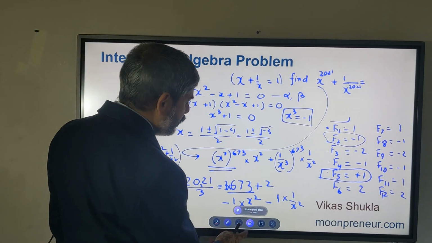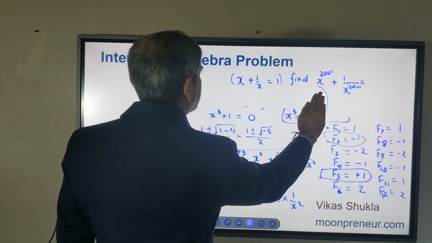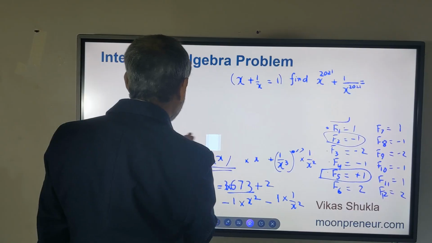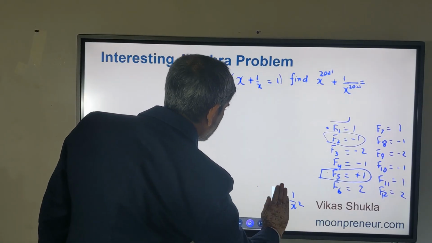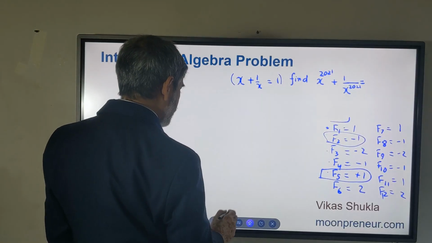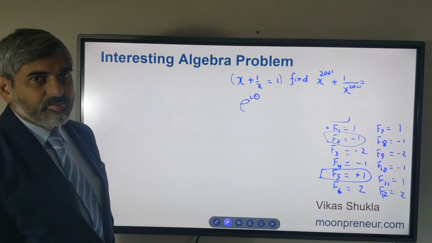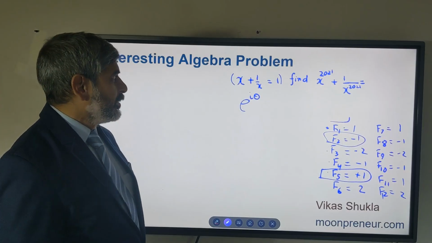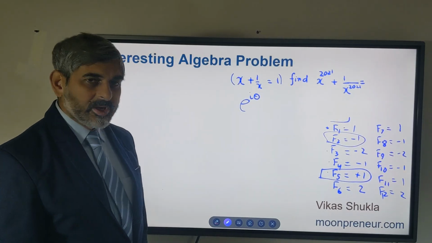Now for those who know Euler's function, I'll just point it out. I will not solve this completely. You can express this as e to the power of i theta, and then you expand it in terms of cos theta and sin theta, and thereafter powering becomes easy. I will not cover it. You can take a look at that.